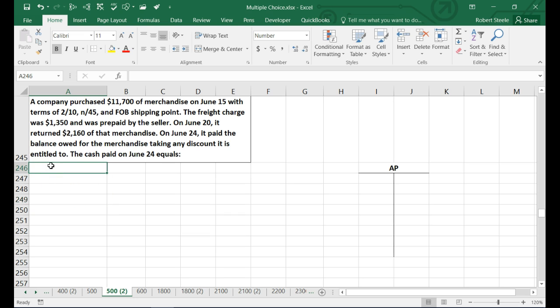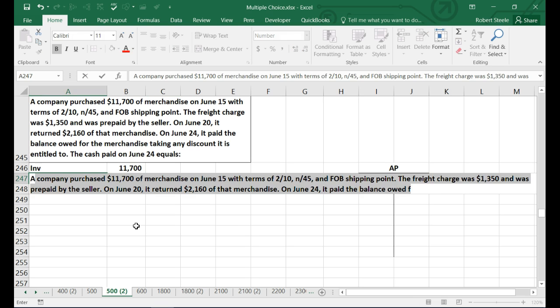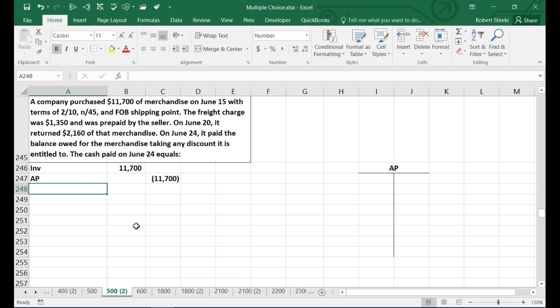We could probably do this a bit quicker than this, but this will tell us the whole story if we do it this way. So our company purchased 11.7 of merchandise on June 15th. So we got merchandise. I'm going to call it inventory for short. And we got 11.7 debiting inventory, increasing inventory, and what will the credit be? Accounts payable. We didn't pay cash for it. It's going to be accounts payable.